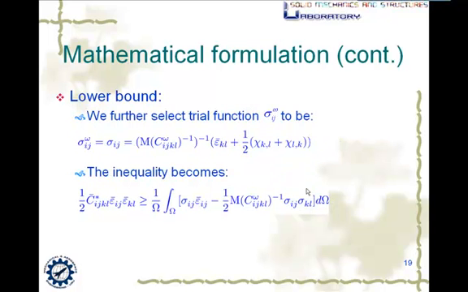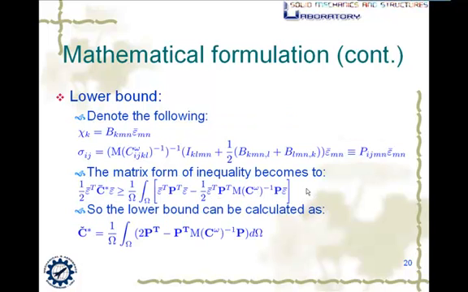We can also further select the trial function sigma ij to be this form and put it in the dual variational form. The inequality becomes this one. Denote the following matrix form, and the lower bound can be calculated in this form.